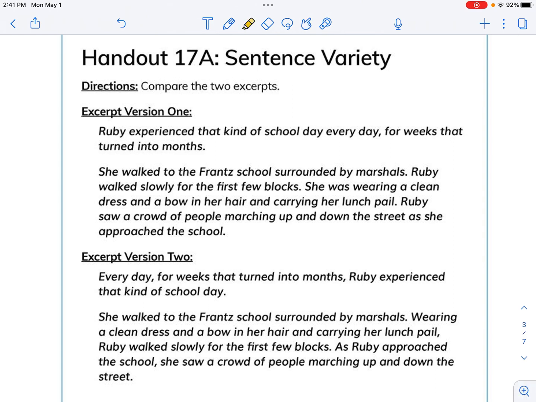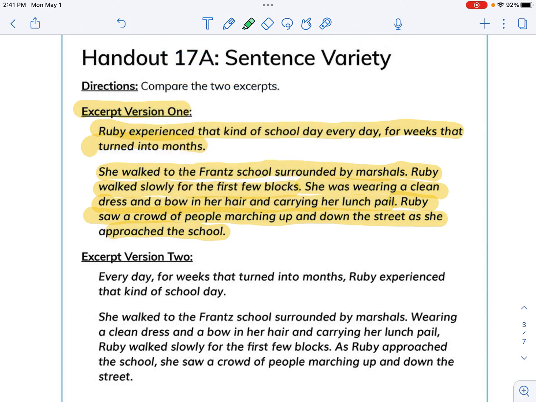I'll read the first one. Excerpt version 1. Ruby experienced that kind of school day every day for weeks that turned into months. She walked to the France school surrounded by marshals. Ruby walked slowly for the first few blocks. She was wearing a clean dress and a bow in her hair and carrying her lunch pail. Ruby saw a crowd of people marching up and down the street as she approached the school.